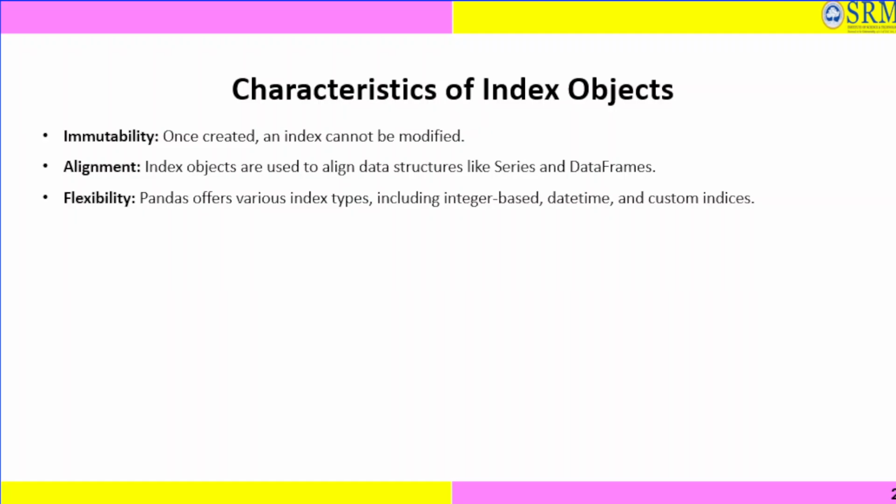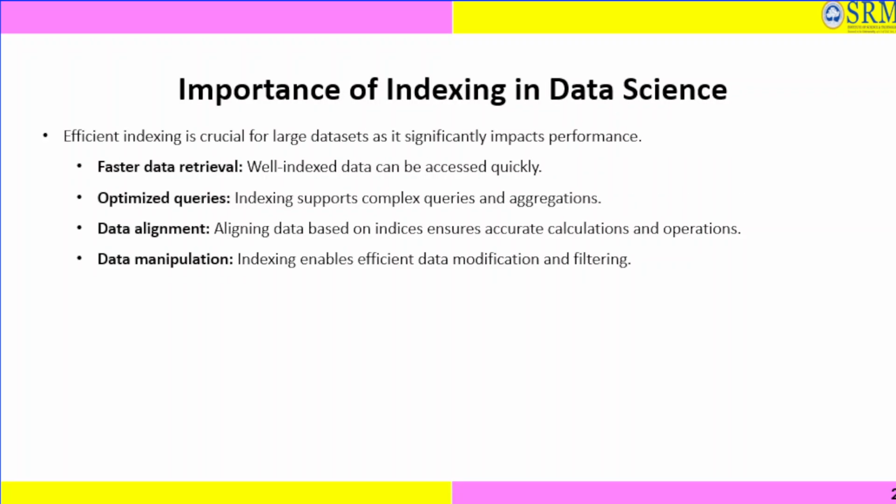And flexibility. We can retrieve the data by using iloc or loc, which means you can use any kind of indexing, including integer-based and custom indices as well. Then, the importance of indexing in data science: efficient indexing is crucial for large data sets as it significantly impacts performance.